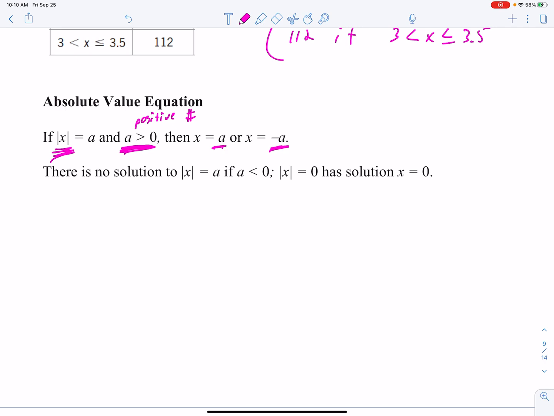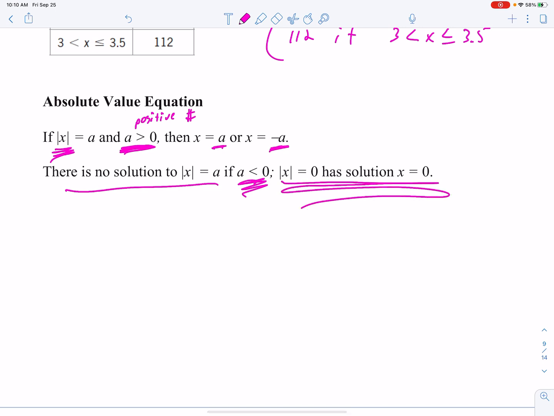All right, let's see. So there's no solution to absolute value of x equals a if a is less than 0. In other words, a is negative. Absolute value of x equals 0 has the solution of x equals 0. So we can take the absolute value of 0. It just stays 0. Okay. All right.